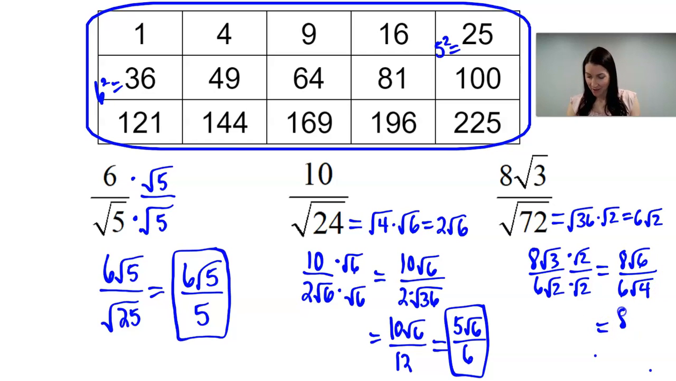So now I have 8 root 6 divided by 6 times 2 would give me 12. And once again, I can simplify my final answer because the fraction 8 divided by 12 can be reduced to 2 over 3. So my final answer is 2 root 6 divided by 3. And that is how you rationalize a denominator.